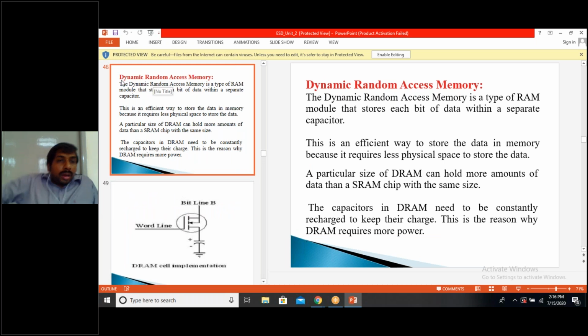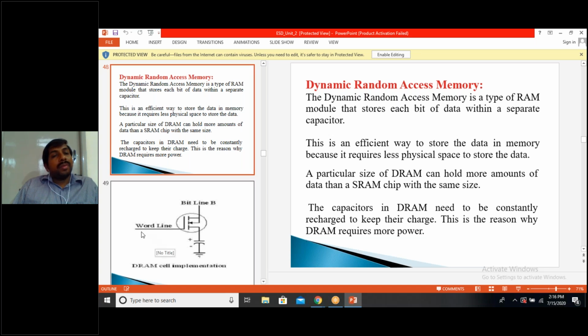So under volatile, that is static RAM. Next is dynamic RAM. Dynamic random access memory stores each bit of data on a separate capacitor. So here there is a MOSFET.